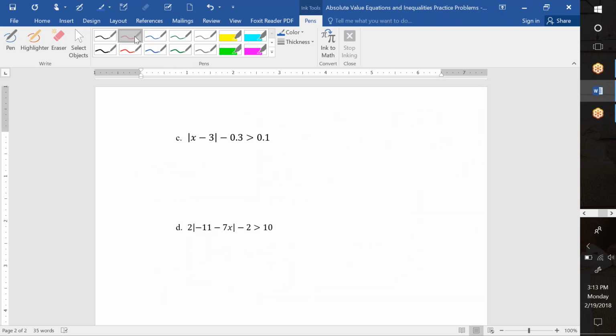Okay, let's look at C. So I would first isolate by adding over the 0.3, so that's going to be 0.4 over here. This is a greater than case, so we're either going to have x minus 3 is less than negative 0.4, or we could have x minus 3 is greater than 0.4.